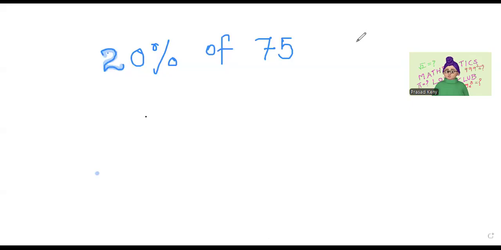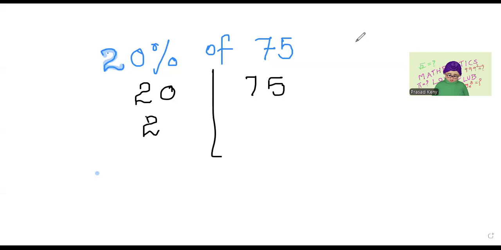Yes, sir. I tried this problem, but I'm a bit confused. Last time you told me that whenever there is a zero in the figure, you will cancel that zero. Now I have written 20, 75. I cancelled 0 of 20, so it has become 2. But now I am really confused. There is no 0 at the end of 75. So what to do? I don't know.